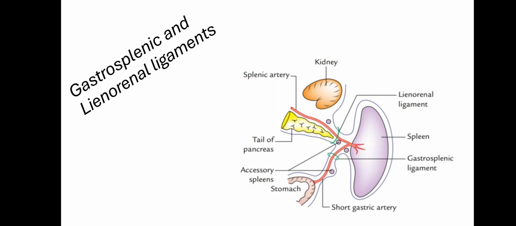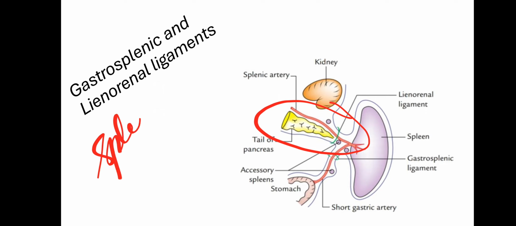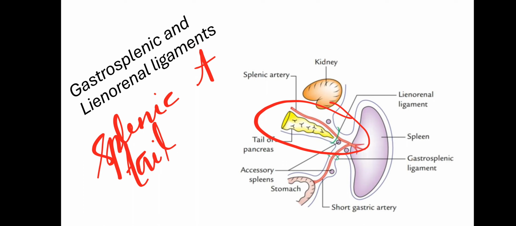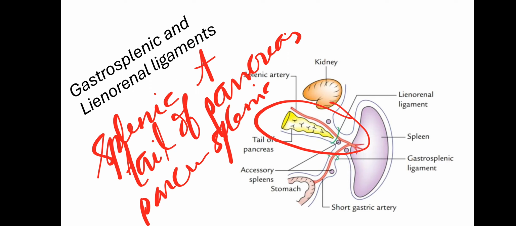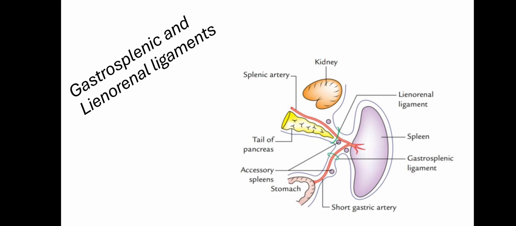What are the contents of the lienorenal ligament? Between the spleen and the kidney, we have the splenic artery itself, and then we have the tail of the pancreas. Though the pancreas is a retroperitoneal structure, the tail of the pancreas is seen within the lienorenal ligament, and we can see pancreatico-splenic lymph nodes. So these are the structures within the lienorenal ligament.